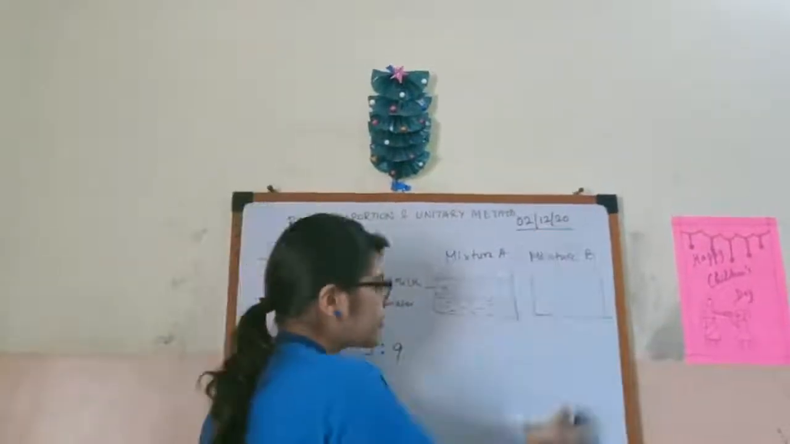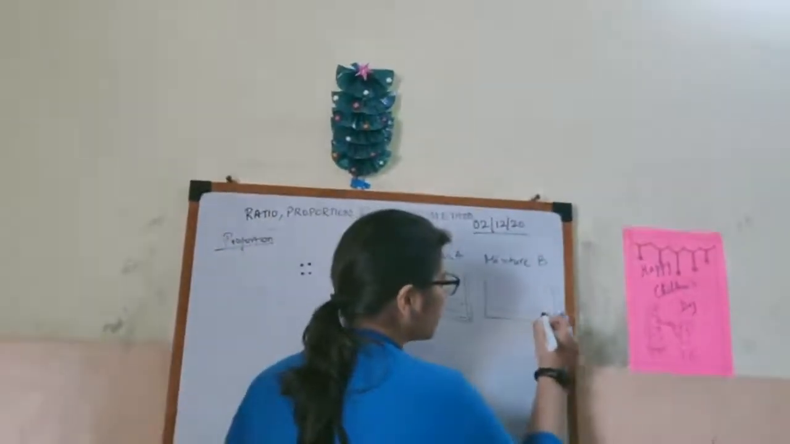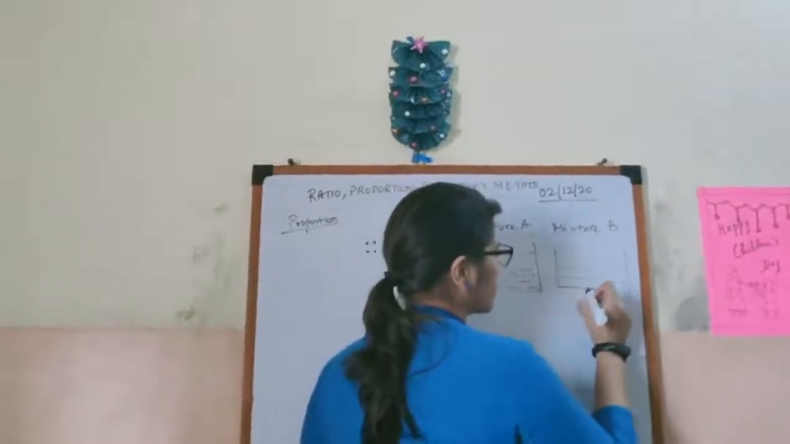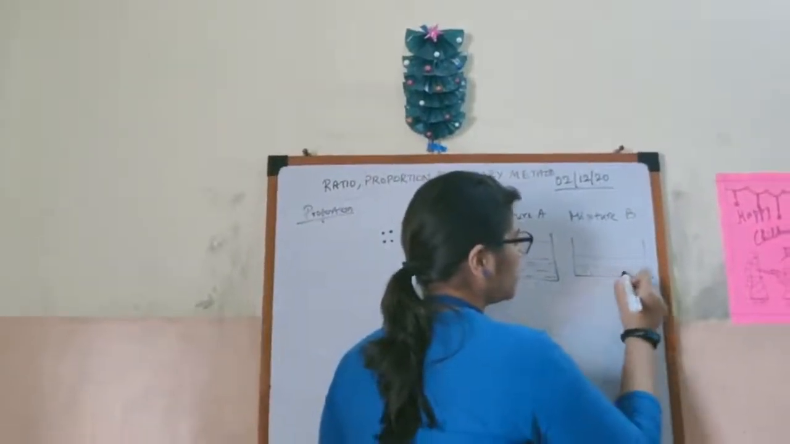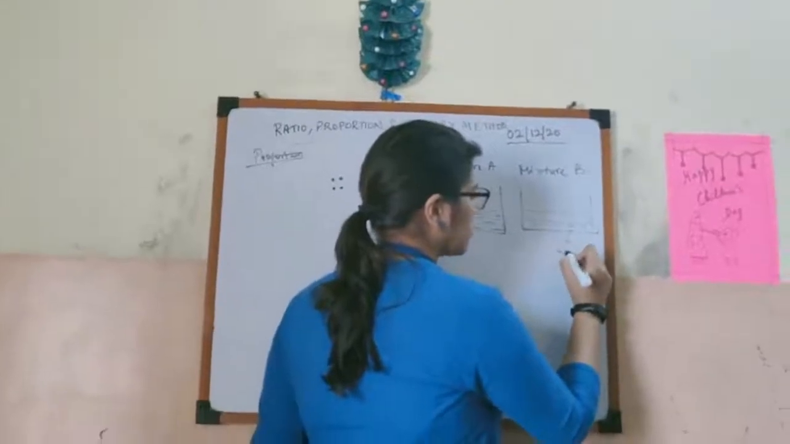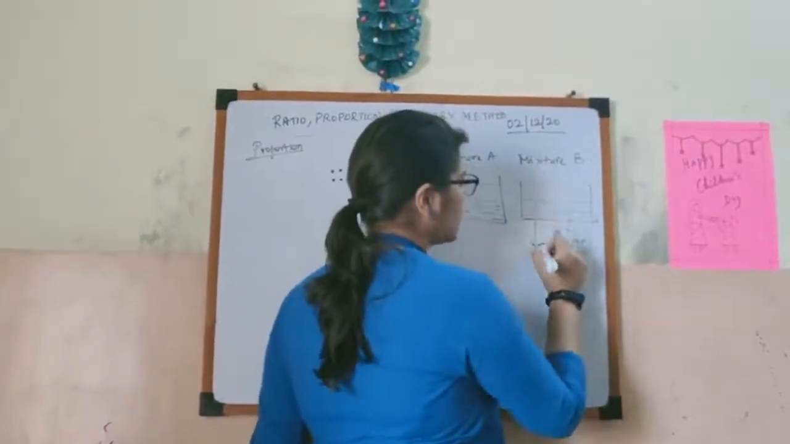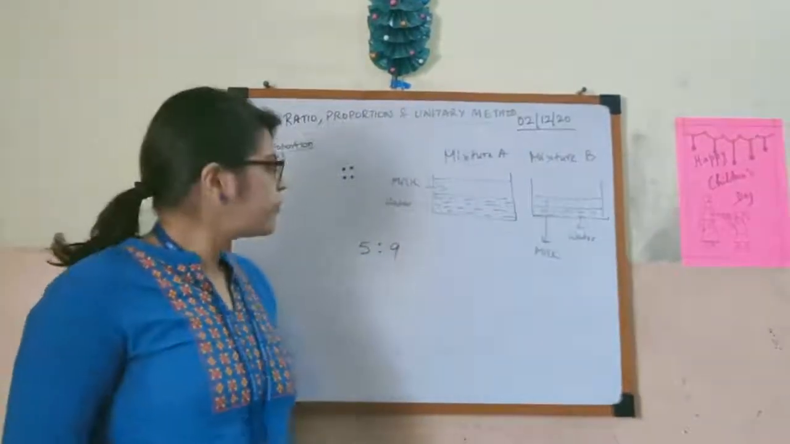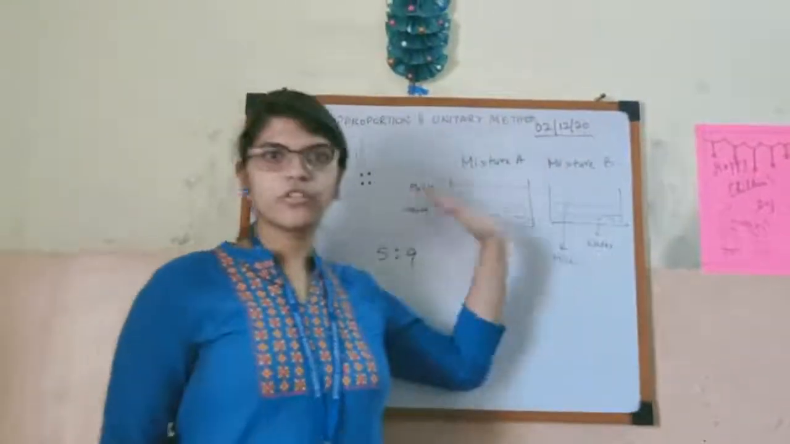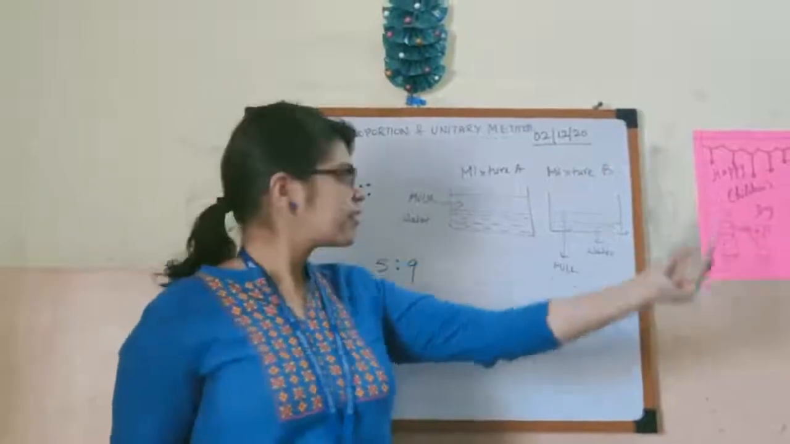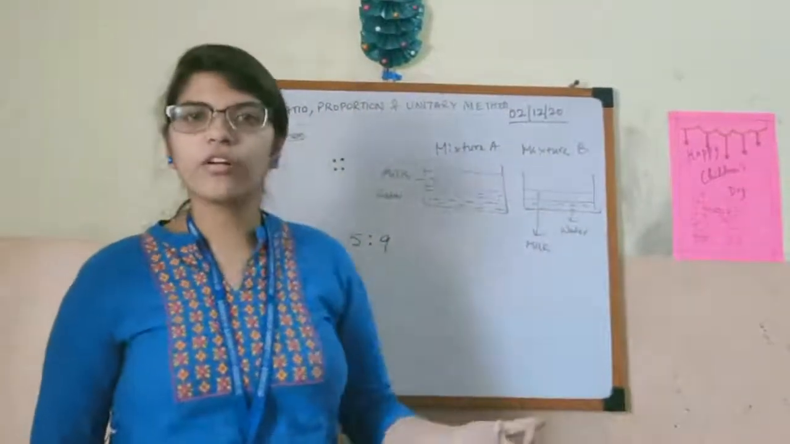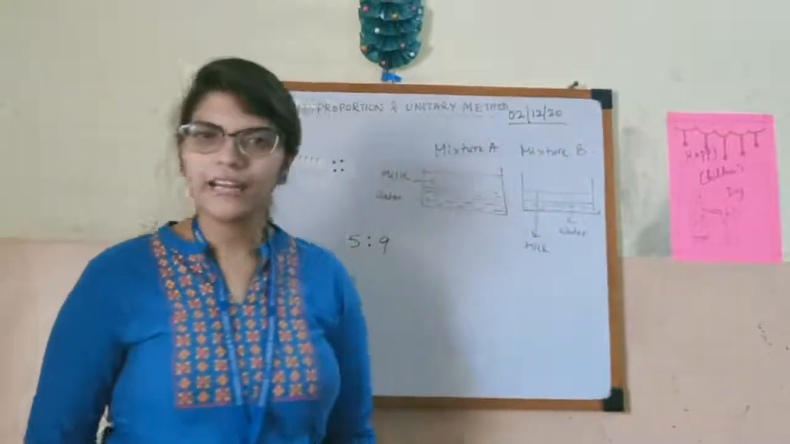Now, if in this mixture we have water in this way and milk in this way, so this is our water and this is our milk. Now, if you look into the two diagrams properly, you will see that in this case, milk and water is much more than in this case, right?